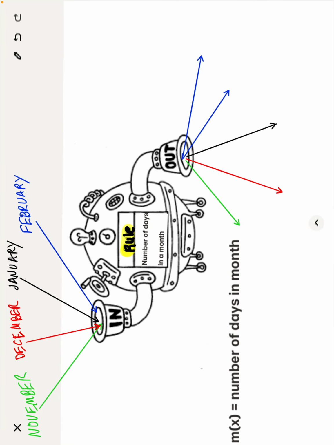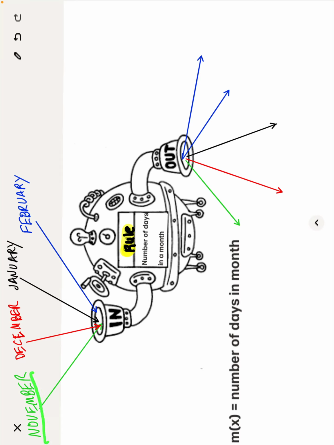All right, now here's another one. Now this one, it doesn't always have to be numbers. It could be money, it could be months, it could be anything, right? But every time you put in an input, you should get one and only one output. That's what makes it a function. So this is saying, if you tell me what the month is, I can tell you the number of days in that month. That's what the rule is.